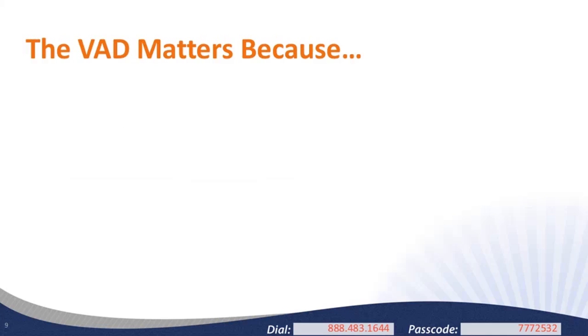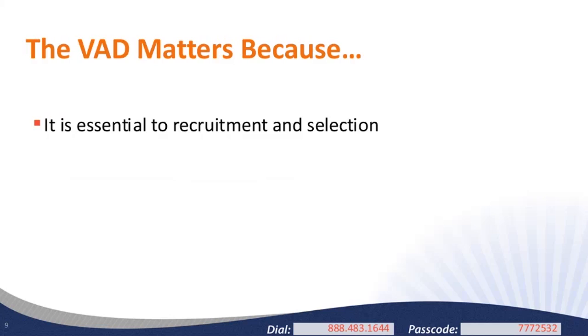So another piece on why the VAD matters so much. First off, the VAD really matters because it's essential to recruitment and selection. So from the beginning, you're going to be using that VAD before your member comes on. It's used to recruit and select candidates for your position, and it should be shared with applicants during the recruitment phase, just as you would share a job description with an employee. It's also used as a tool for screening and selection because you want to make sure that the applicant you select has the skills and talents needed to fulfill the VAD.